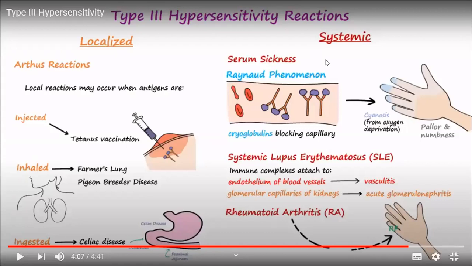Anti-sera also will contain antibodies. Those antibodies help us make monoclonal and polyclonal antibodies that will help in vaccination also. But if those serum or anti-sera cause a sickness, then it is type 3 hypersensitivity.